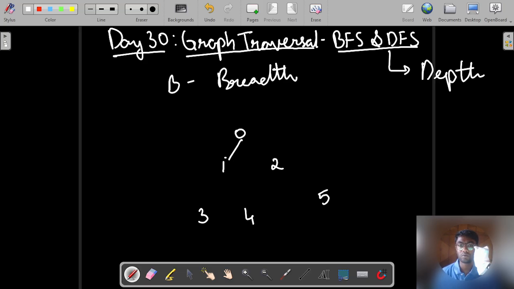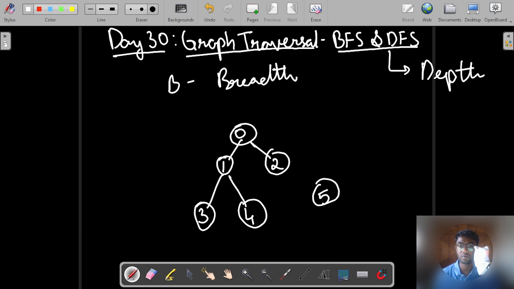So 1 connecting to 2, 3 connecting to 1, 1 connecting to 2, 3 and 4, 2 connecting to 0 and 5, and 3 connecting to 1, as that's the only leaf node, 4 connecting to 1 and 5 connecting to 2. Let's consider this as an example for now.